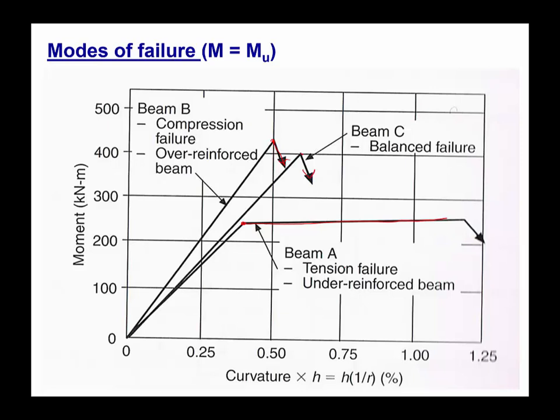So from the structural safety perspective, we prefer beam A because it is behaving in a ductile manner, whereas beam B and beam C have a very brittle, abrupt kind of failure, even though the moment capacity is higher. So we don't want beam B and beam C in our structural design. We want the beams to behave in a tension failure, as we can see here.